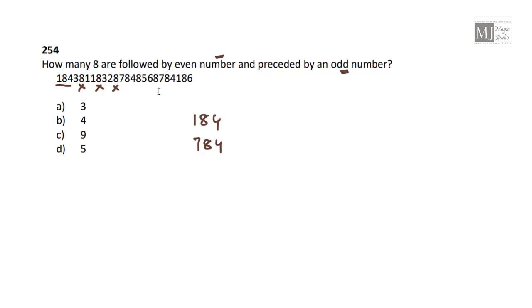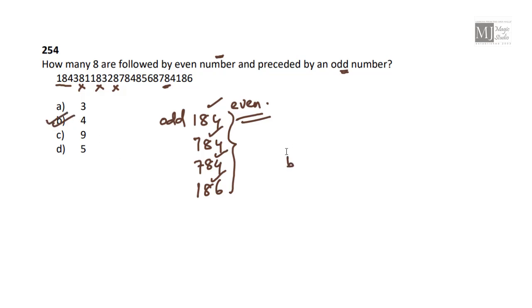Next 8 is 6, 7, no. Next 8 is 7, 4. Again we have 7, 8, 4. Then next 8 is 1, 6. We have 1, 8, 6. So 4 times we have the series where the number to the left is an odd number and the number to the right is an even number. Option B fits in.